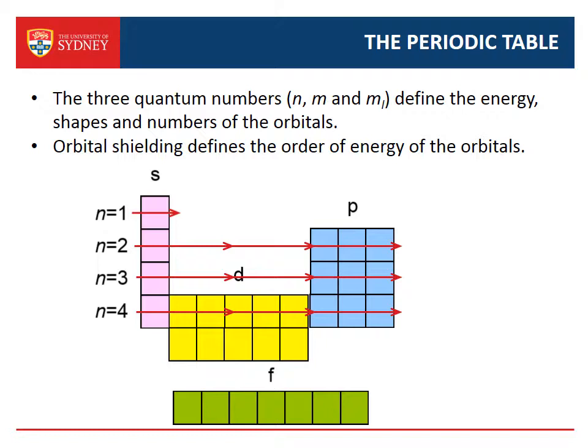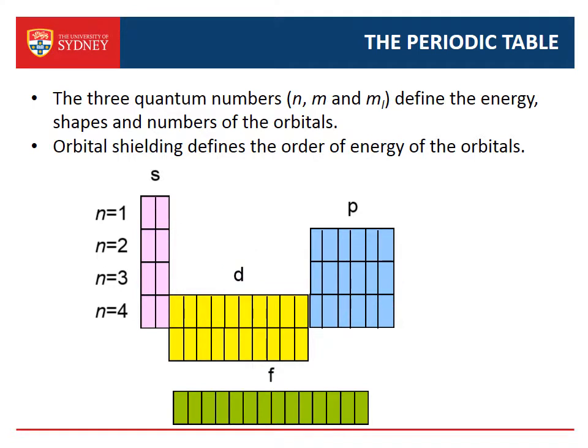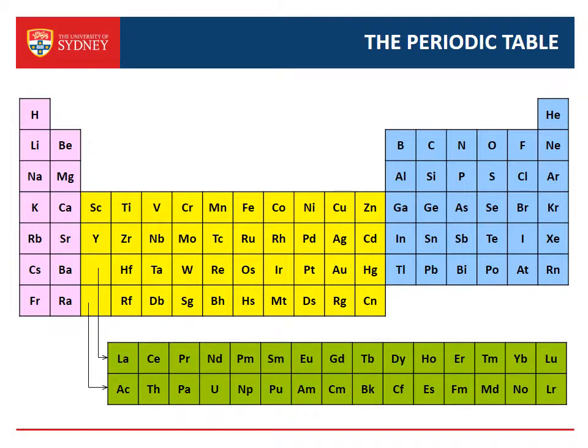The fourth quantum number, the spin quantum number, tells us that each orbital can contain 2 electrons. Now our diagram of orbitals looks very familiar. It looks like a periodic table. And in fact, that is exactly how we get the shape of our periodic table.